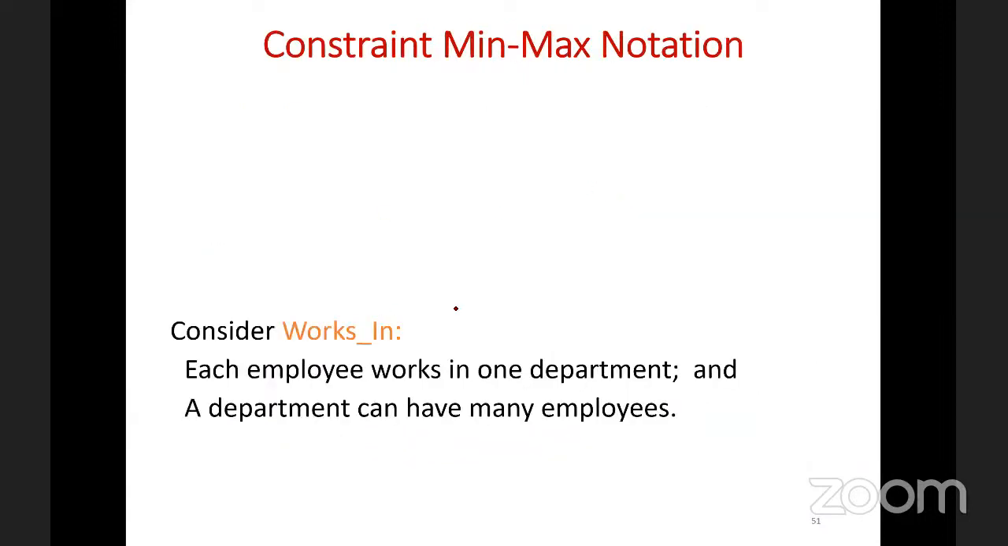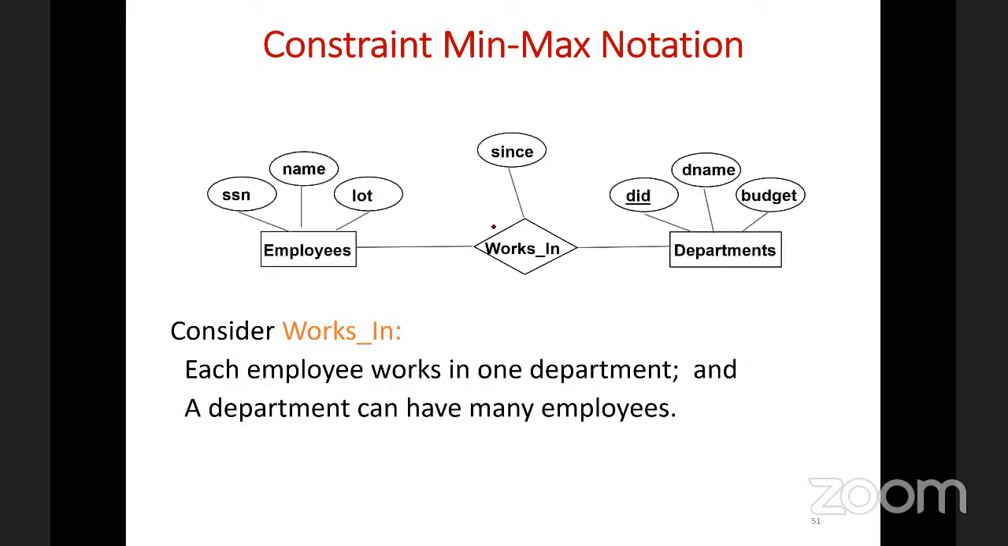Now, similarly, we just represented this constraint, cardinality and participation constraint. There is another way of representing constraints, right? That is your min-max notation. So minimum participation and maximum participation. What we said earlier, works in, we have already done. So let us write it in another way by using min-max notation.